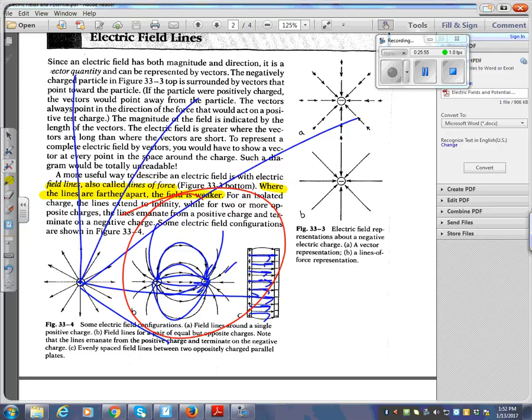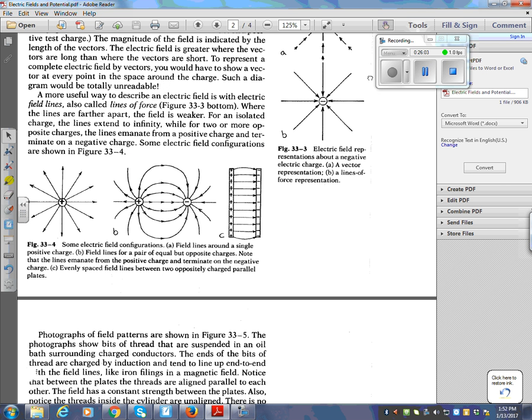Seen a magnetic field before? Yeah, with a magnet, right? Okay, so here I'm going to show you some pictures. On the next page here are some actual pictures.